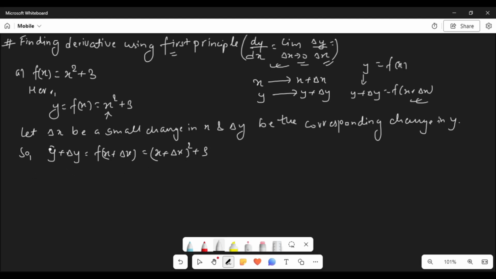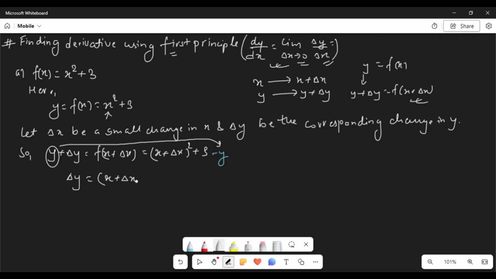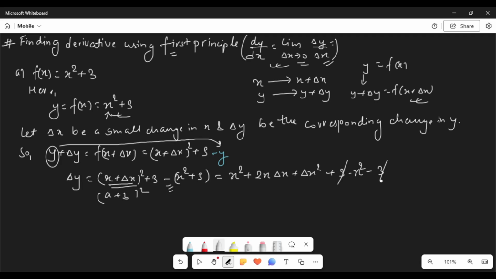Now, to find del y, we take this y and change its side, so it will become minus y. So, del y equals (x plus del x) whole squared plus 3 minus y. y is nothing but x squared plus 3. Now we want to expand this using (a plus b) whole squared, which is a squared plus 2ab plus b squared. And for the remaining 3, when we open the bracket with the minus, the sign changes. So, it becomes minus x squared minus 3. These cancel out, and the remaining terms are 2x del x plus del x squared.